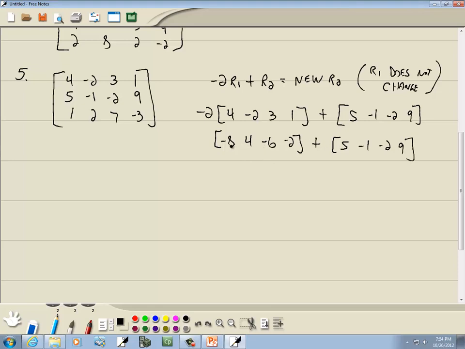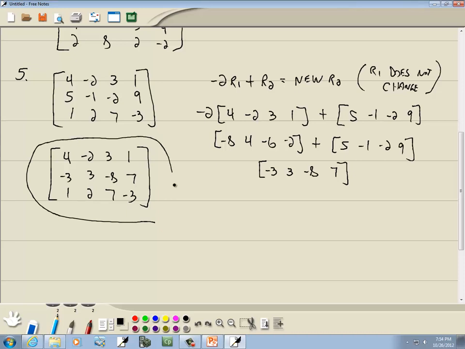Okay, now add these two together. Negative 8 and 5 gives us negative 3. 4 and negative 1 gives us 3. Negative 6 and negative 2 is negative 8. And negative 2 and 9 gives us 7. And that's our new row 2. So our matrix now becomes 4, negative 2, 3, 1, then 1, 2, 7, and negative 3, and our new row 2 is negative 3, 3, negative 8, and 7. And that'd be your answer.